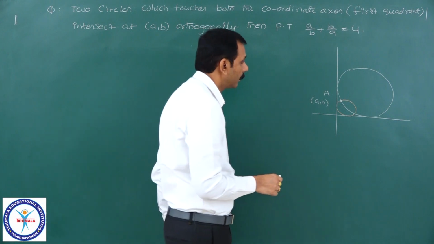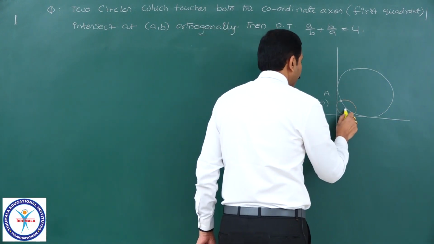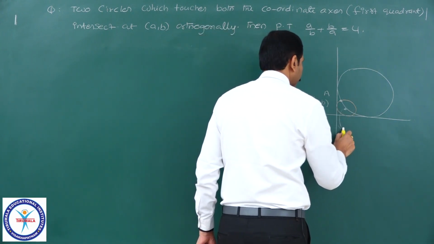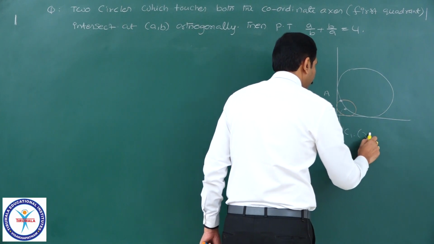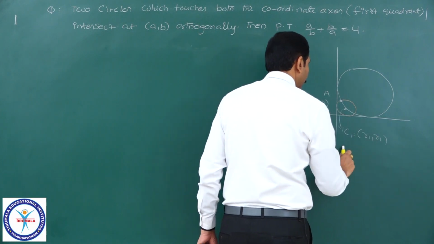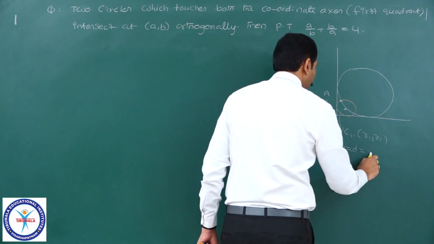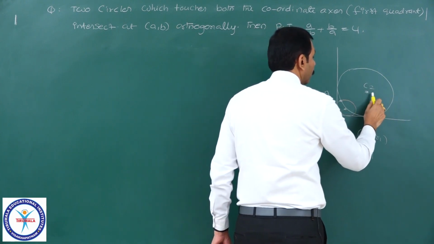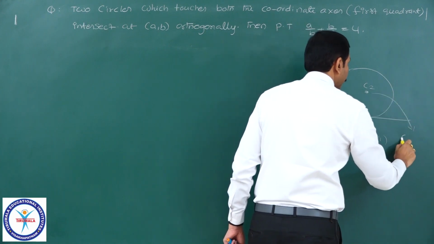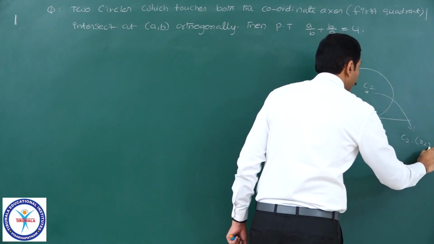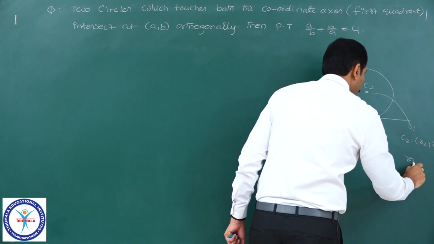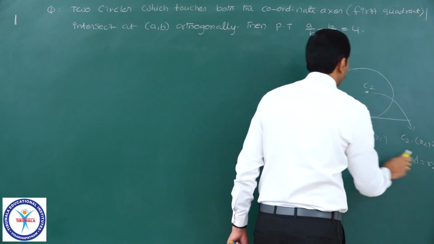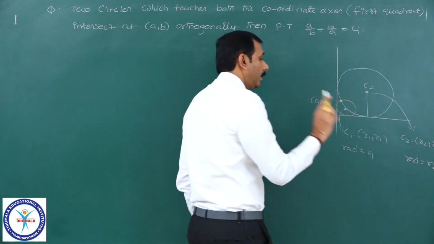Now you see, here let it be the center of this circle C1. What I can write, if I take it as r1 comma r1, then the radius of this circle is equal to r1 only. And let this be C2. Now the center of this circle is r2 comma r2 if I take, and the radius of this circle is equal to r2 only, because it touches both the coordinate axes.